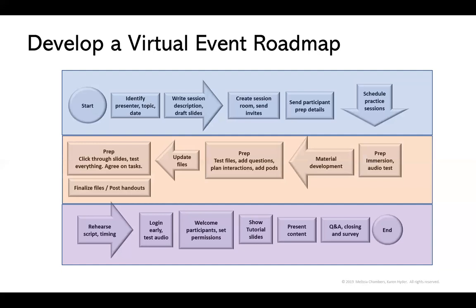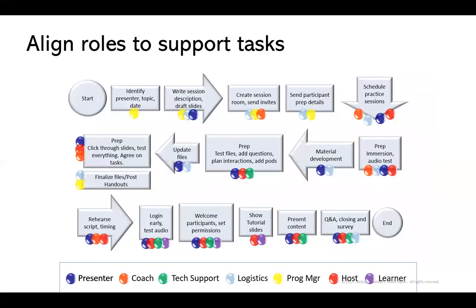So the next slide's going to be a little busy, but stay with me. So there are a lot of tasks that are involved for each one of these steps. If you look at the bottom of your screen here, these are all the common, what I would say, roles that are associated with a virtual event. You've got the presenter, maybe you have a coach or a coach host, tech support, logistics, maybe a program manager, and of course, let's not forget the learner. What you see here on the screen is where each of these are associated with each part of the roadmap.